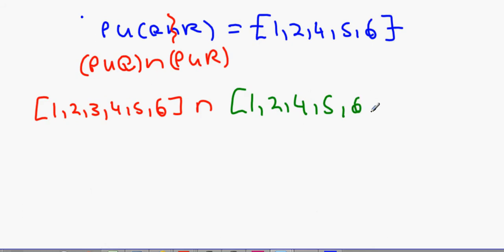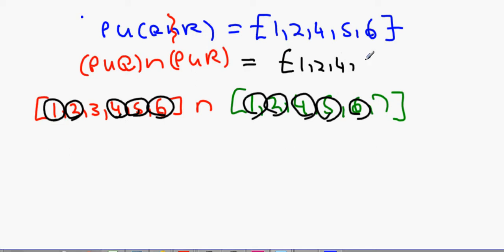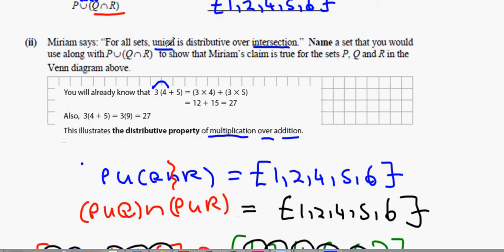Now, let's see what's in common. Intersection means what do they have in common. So let's circle the ones they have in common. 1, 2, 4, 5, 6, and therefore the answer is going to be 1, 2, 4, 5, and 6, and as we can see both answers are the same. So what happens is union is distributive over intersection.